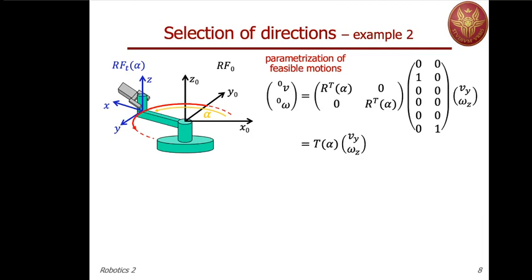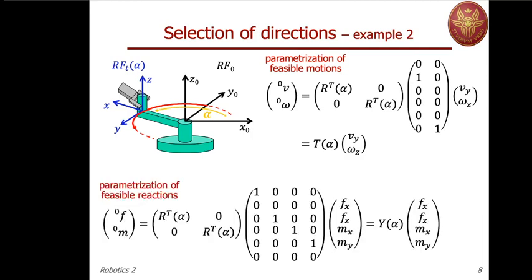So if we combine these two matrices, one with the two rotations and the constant columns 0, 1, we obtain matrix T, which is a function of alpha, so it changes with the execution of the task. Now, complementary to that, we will have also the generalized forces and torques that the environment can produce as reaction.